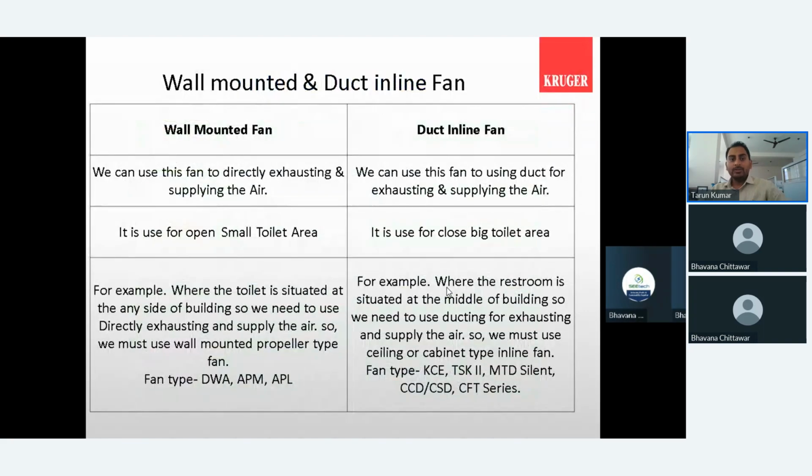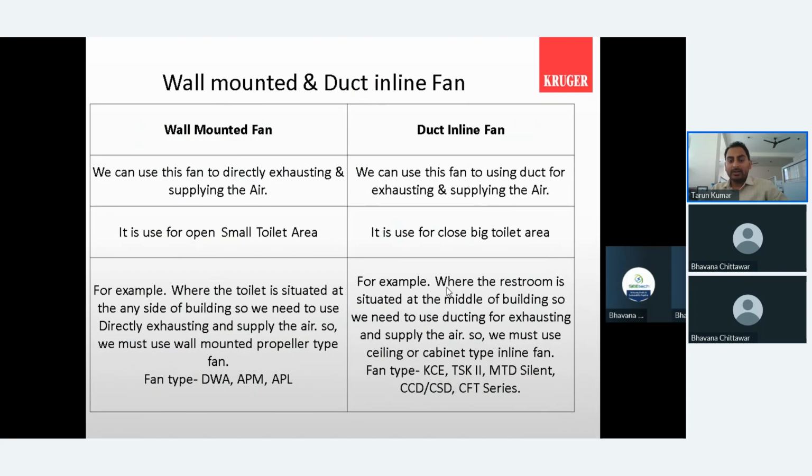So basically for the wall mounted fan and duct inline fan, we can use a wall mounted fan directly for exhaust and supply, which can be fixed into the wall, and a propeller fan can be used for a small or small open toilet area, wherever in a building you don't have much space to put the fan. There we should always go with the propeller fan. And the inline fan, when you have a huge, bigger room and your air volume is huge, then you can go with the inline fan.